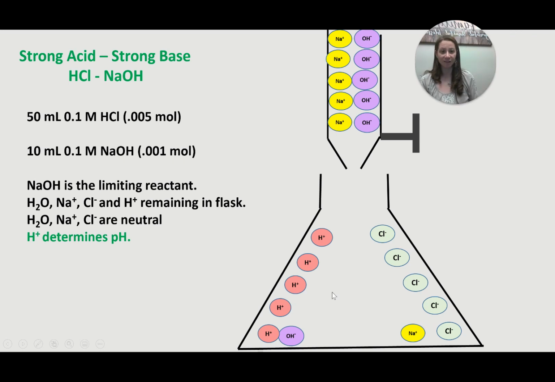So what do I have left in my flask? Well, I have some water and some Na pluses and Cl minuses, which are all neutral. And I also have some H pluses from my HCl. That's not neutral. So that's what's going to determine the pH, the H pluses that are left over. And so this is a strong acid, so you just take negative log of the concentration.